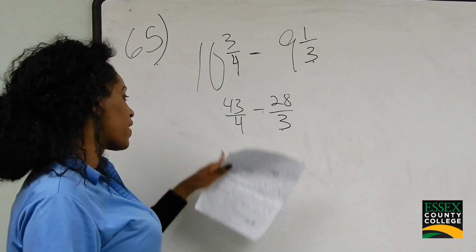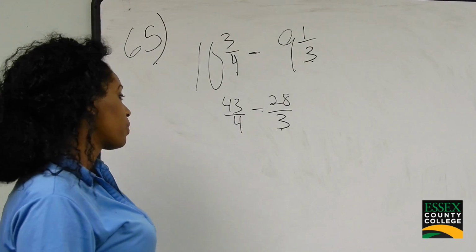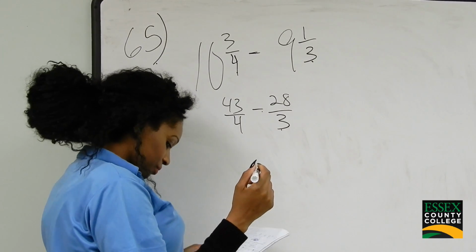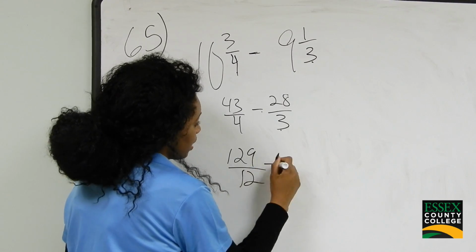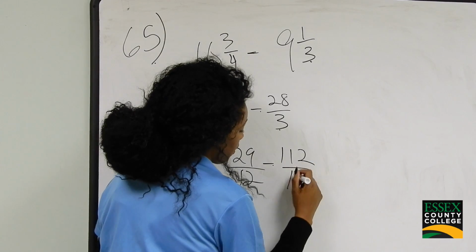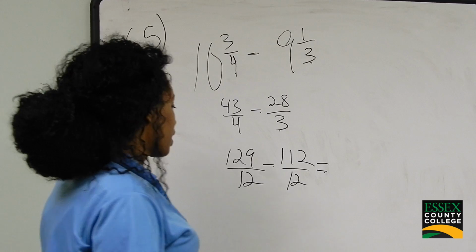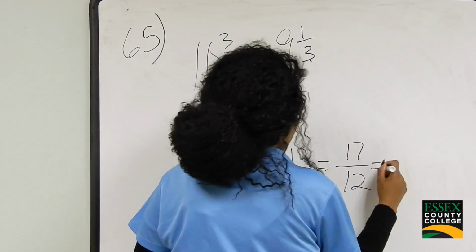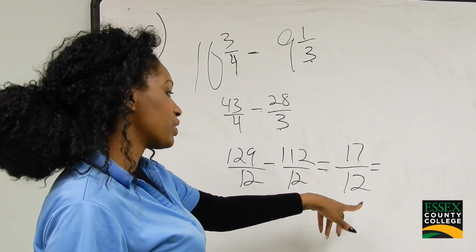Now what we need to do is find the least common denominator between 4 and 3, which happens to be 12. So 43 over 4 will now become 129 over 12 minus 112 over 12, okay? 129 minus 112 becomes 17 over 12.